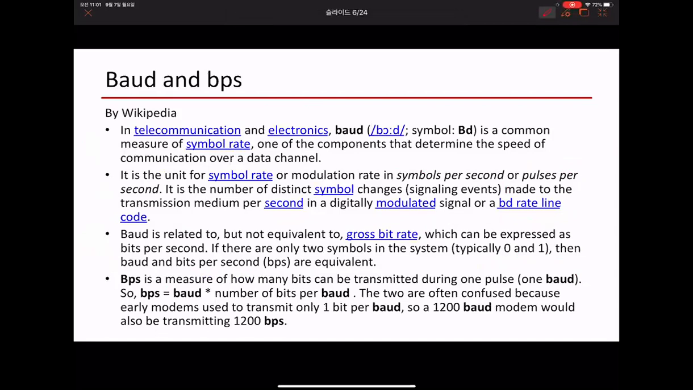So what's the difference between baud rate and BPS in Wikipedia? In telecommunication and electronics, baud is the common measure of the symbol rate. We know what it is, right? We checked in slide 2 or 3. It is one of the components that determine the speed of communication over the data channel. BPS is a measure of how many bits can be transferred during one pulse. So BPS is usually baud rate multiplied by the number of bits per baud. You can read through it. This is the definition in Wikipedia.